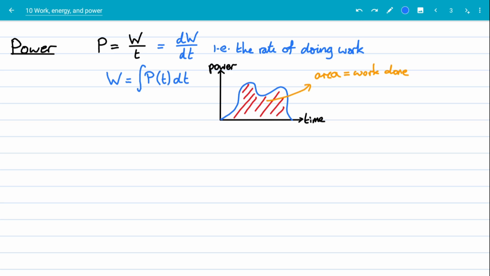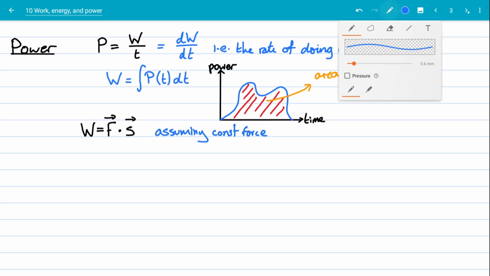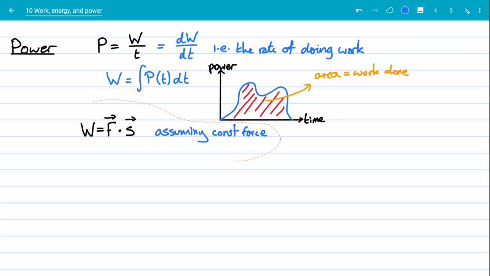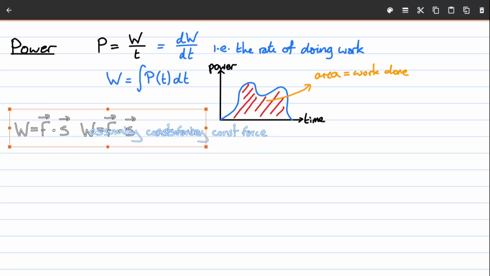Okay, so what about power? Is there anything else we can do with power? Well, we know that work done is force multiplied by displacement, and therefore, and this is assuming a constant force. Okay, so everything's always slightly not quite good enough. So assuming constant force, you know what? I'm going to move that because it's a bit close to that graph, isn't it? So if I move that over here.